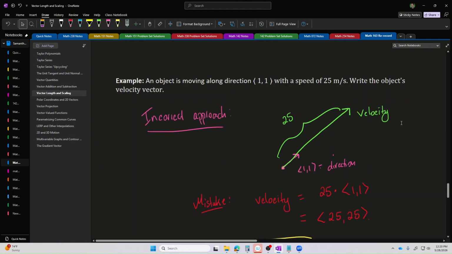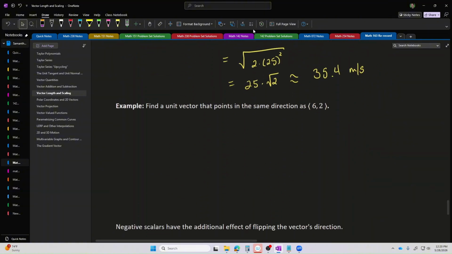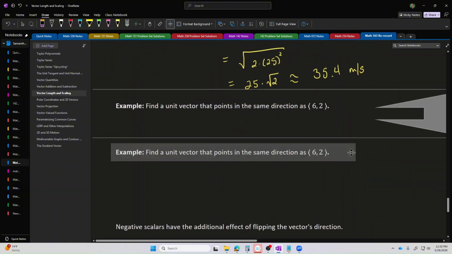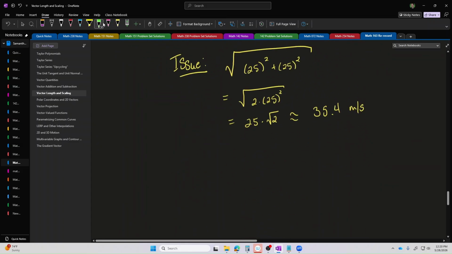So although this reasoning was correct, we want to create the velocity vector by extending the direction so that it has a length of 25. But this approach of just multiplying 1 comma 1 by 25 doesn't work. It gives us a velocity vector that's too long. So instead, let's go ahead and fix this approach.